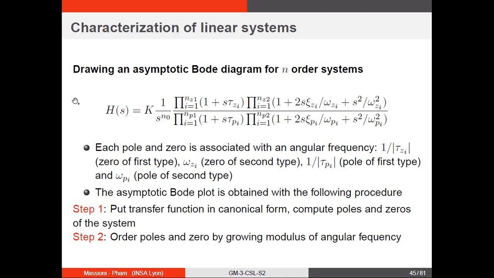Once this table is completed, you just draw the two graphs. We put the axes of the two graphs, and the diagrams are drawn from left to right. So from log of omega going from minus infinity to plus infinity, so from omega going from 0 to infinity.